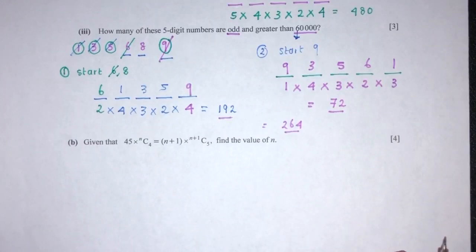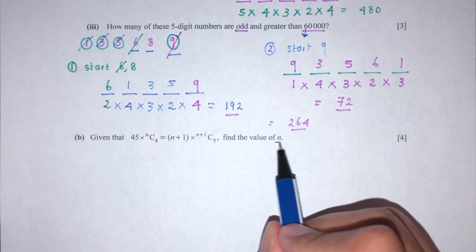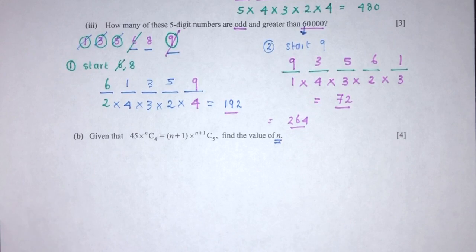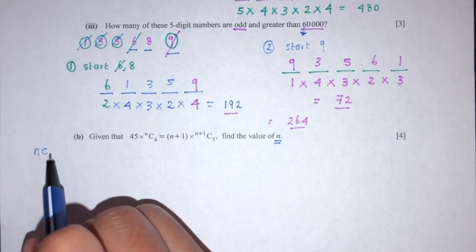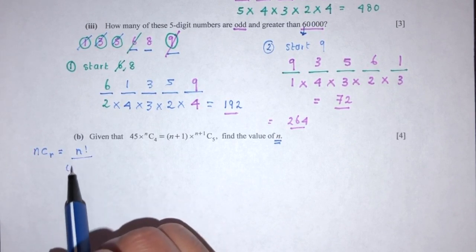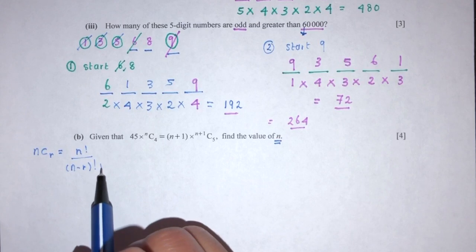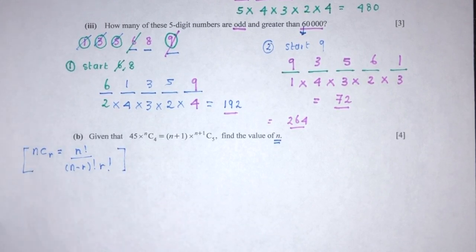Okay, now let's move on to part B of your question. Given that we have this, find the value of n. Now again, it is not too hard. I would say we just have to use what is given to us. So what do we know about this? We know the formula for this one is what? For example, when you have n combination r, that will be n factorial over n minus r factorial times r factorial. So that's the main thing we have to use to solve this equation.